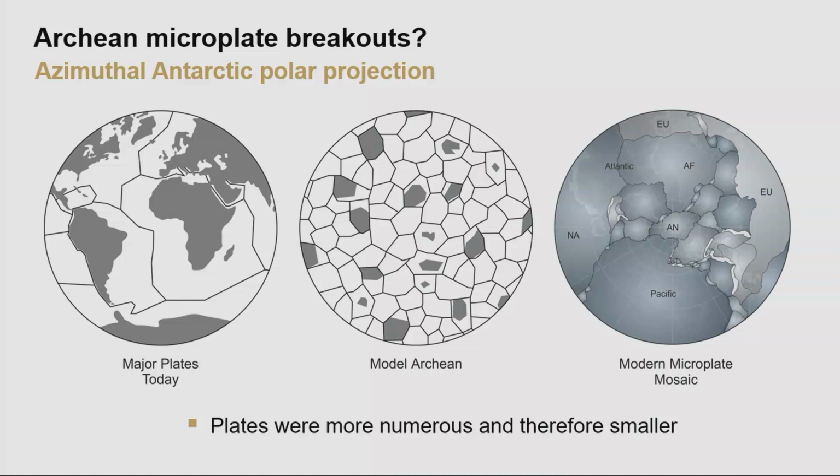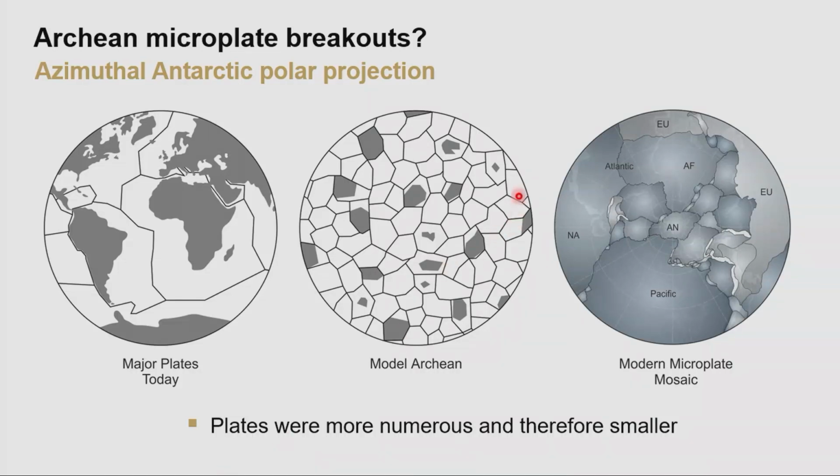And all of this is a slide which I normally put at the beginning of the talk, but I put it at the end this time. All of this is to emphasize that we think probably a microplate framework is the best explanation for mineral deposit distribution in the Archean and the heat loss in the Archean.